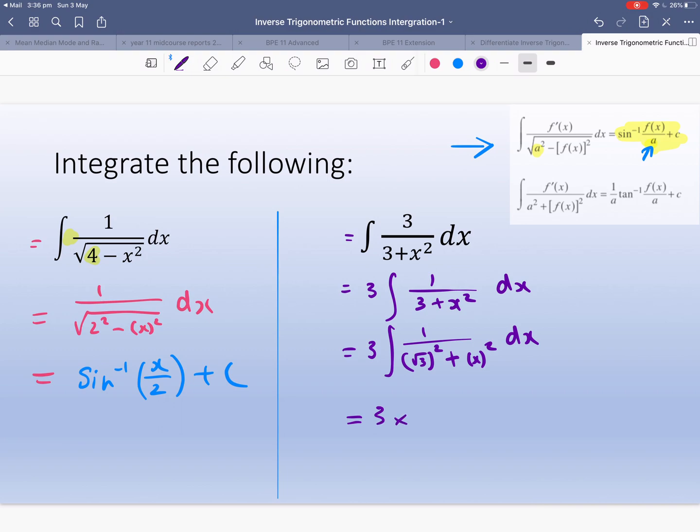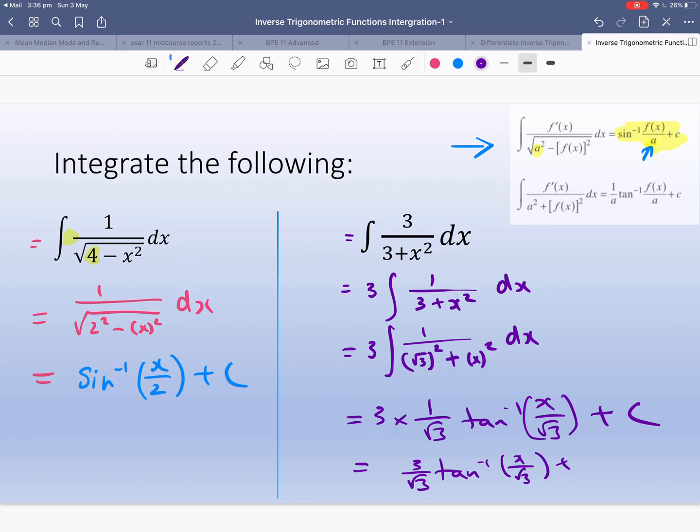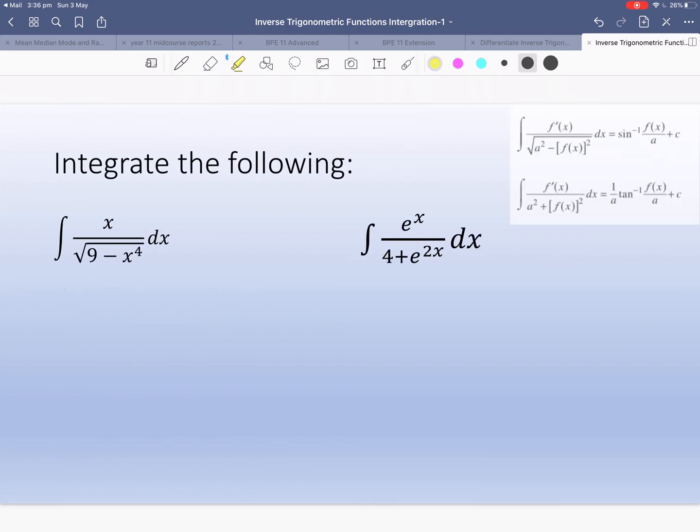Now I think I'm ready to answer my question. So it's going to be 3 times, what's 1 over a? 1 over root 3. Inverse tan, our f of x is x, and our a is root 3. And obviously, plus c. So let's fix that up a little bit more. It's going to be 3 over root 3, inverse tan, x over root 3 plus c. If you're really confused about this, I want you to really try follow this formula carefully, because I'm just using it, popping it into it, and we get our resultant answer. All right, let's do this one.